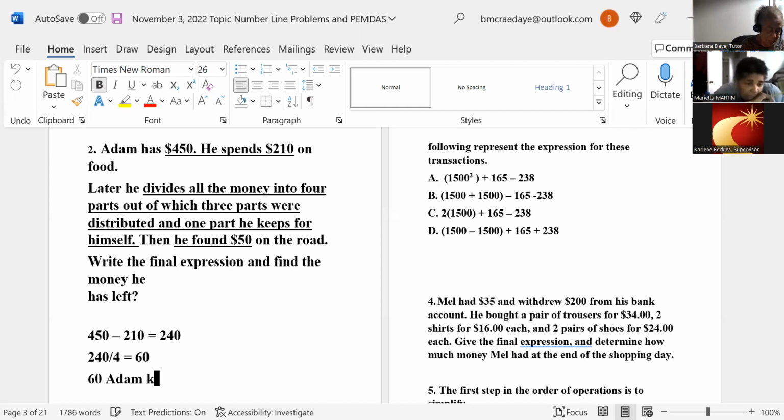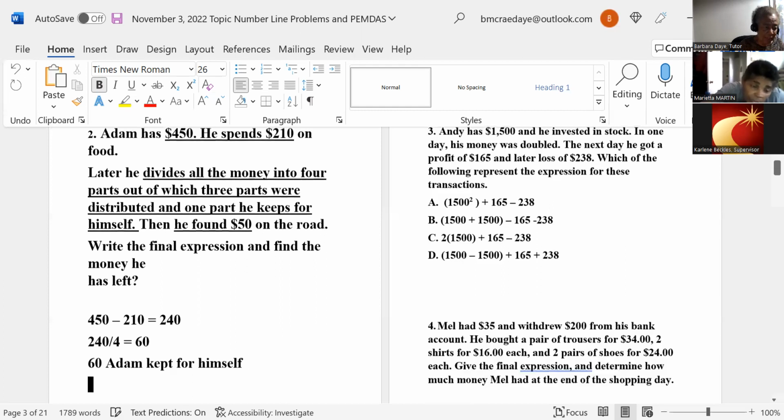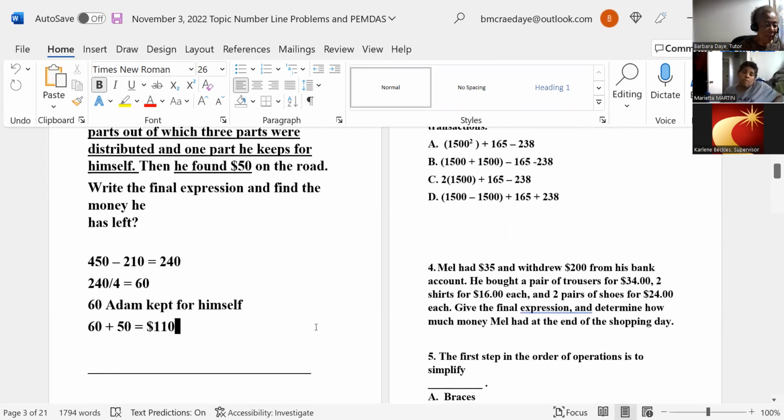Adam kept $60 for himself. Very good. So he kept $60 for himself. All right. And then how did you get the 110? The 60 plus 50, I get the 110. Very good. Excellent. $50 he found, $60 he kept, and that's $110. Okay. And that's the answer.